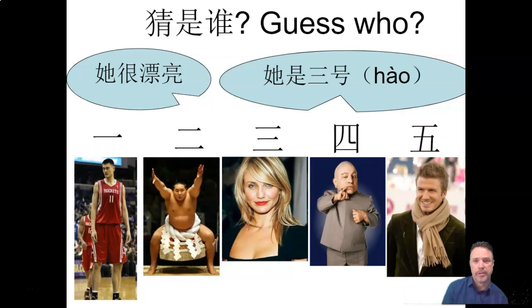Okay, I'm just going to do one more. And that way you've got to guess. Let's say 他不高，他不矮，他很帅. So I said three things there. 他不高，他不矮，他很帅. Hopefully you work out that is 五号. So I said he's not tall, he's not short, he's handsome. And that's old Davy Beckham. All right, let's move along.